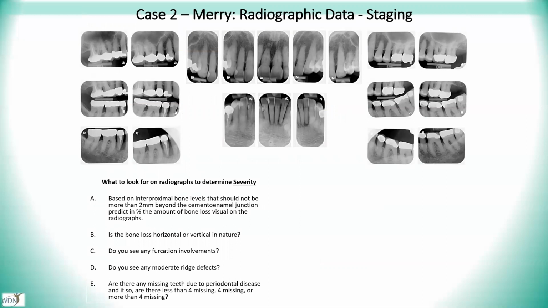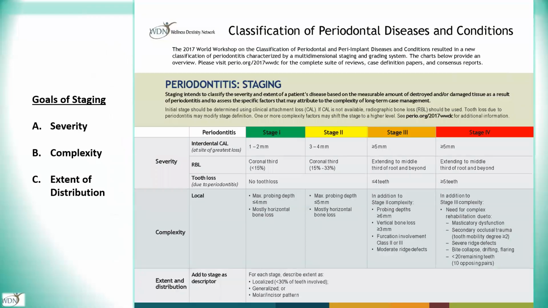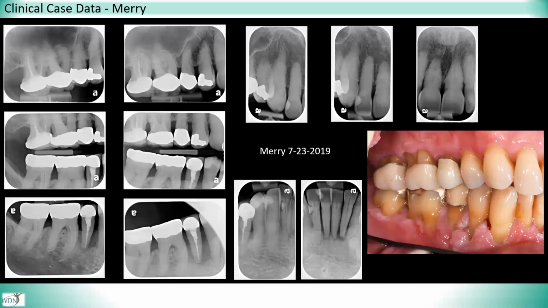Let's look at our second case. This is a very interesting case. And again, we're going to move through this a little quicker now because this should start to get a little bit more familiar. So again, we asked the same questions about radiographic interpretation. And as we look at the radiographs on this case, we're looking for disease severity. Let's look at the radiographs.